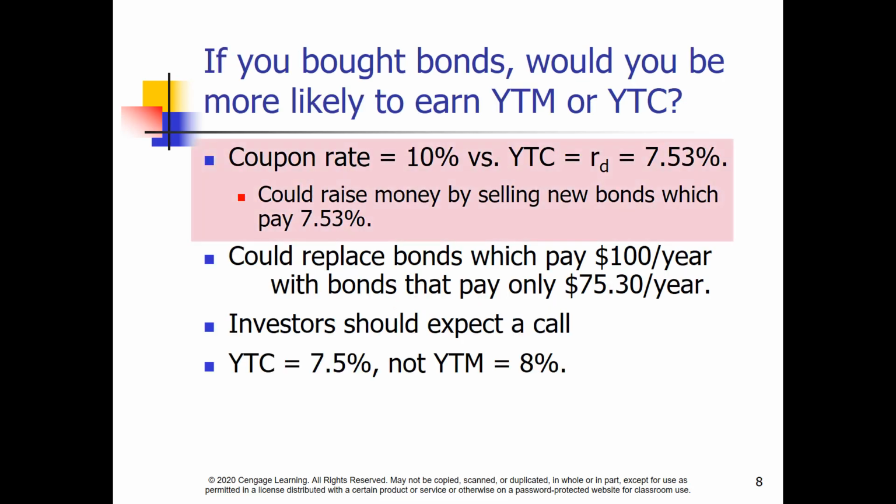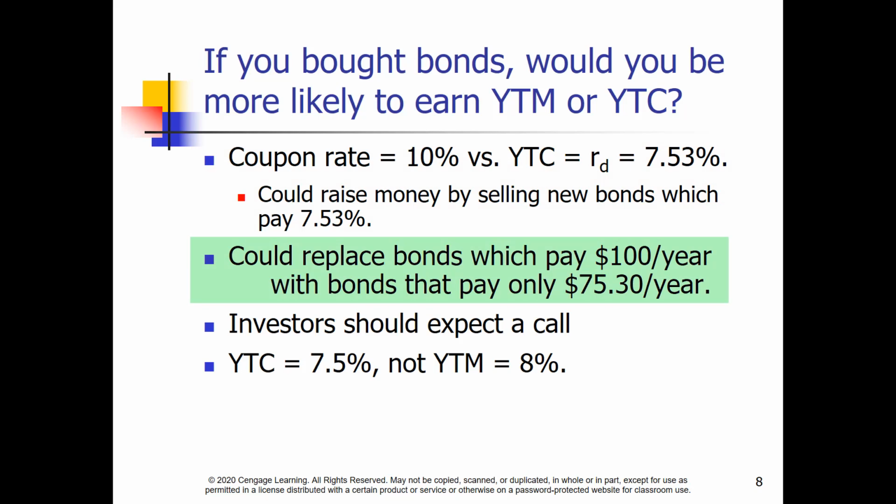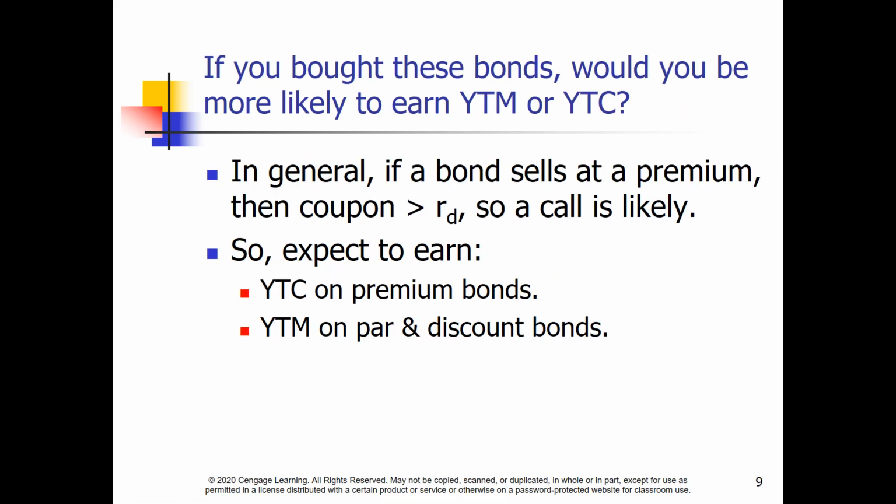Think of the yield to maturity or the yield to call as the rate you'll earn versus the coupon rate which the issuer is currently paying. So if the issuer can choose between paying 10% or 7.5%, what do you think they'll choose? If a bond is selling above par, then it may be called, so the yield to call is a better estimate of what an investor will earn. At par or at a discount, it's unlikely to be called, so yield to maturity is the best estimate.